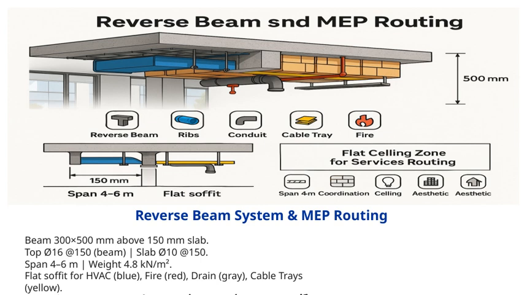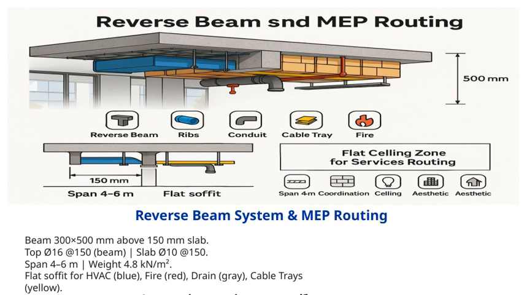This gives us a good balance between structural strength and flexibility in design. Now, the soffit, or the underside of the beam, is kept flat to facilitate the installation of various HVAC components, fire safety systems, drainage, and cable trays. We use color coding: blue for HVAC ducts, red for fire systems, gray for drainage, and yellow for cable trays, to keep everything organized and accessible.